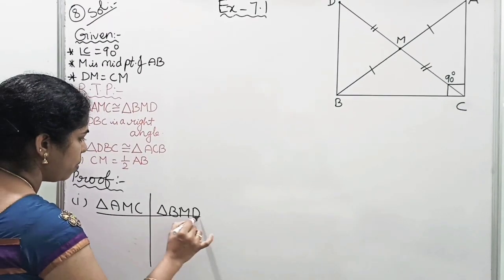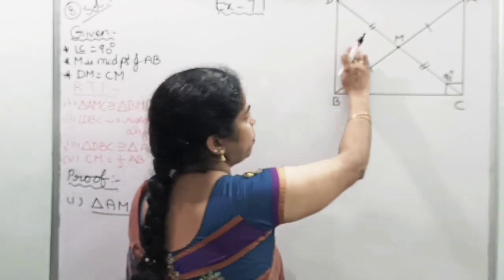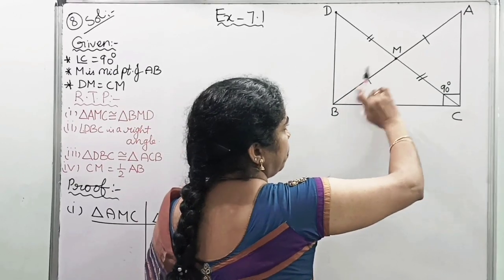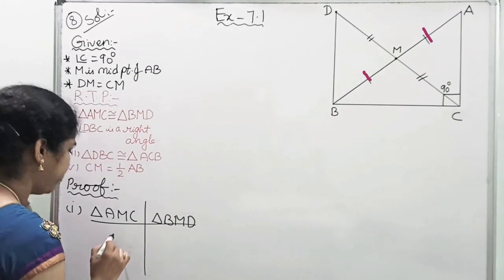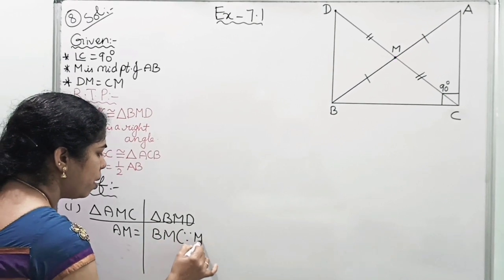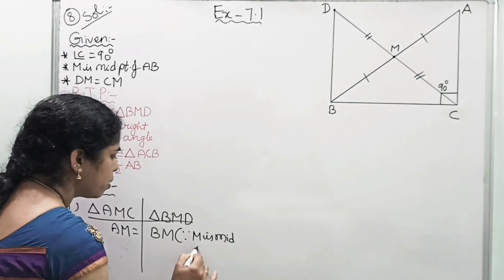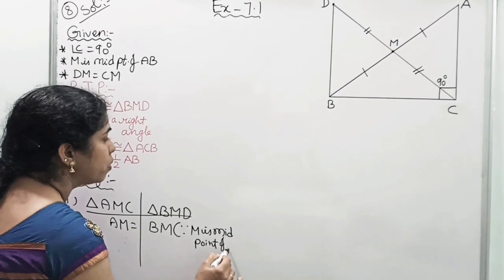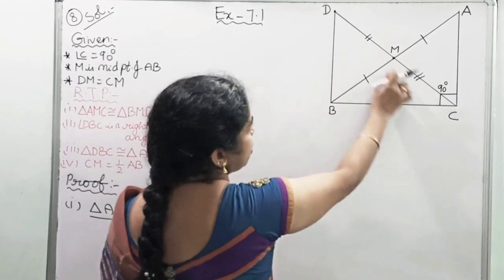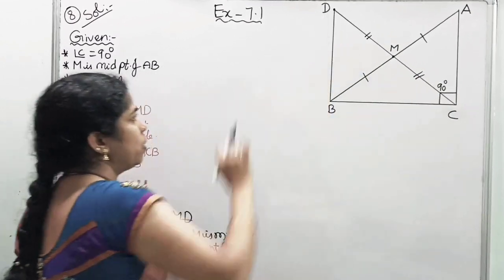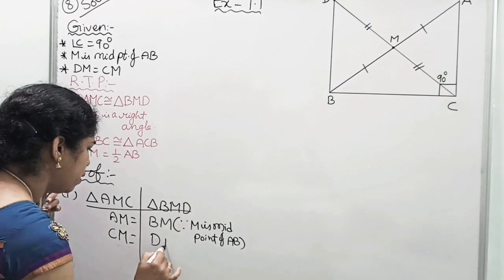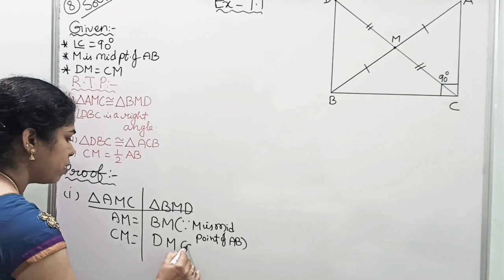Let us find out the equal parts. In these 2 triangles, AMC and DMB, BM is equal to AM. AM is equal to BM since M is midpoint of AB. The next corresponding part is CM is equal to DM. CM is equal to DM. It is also given.